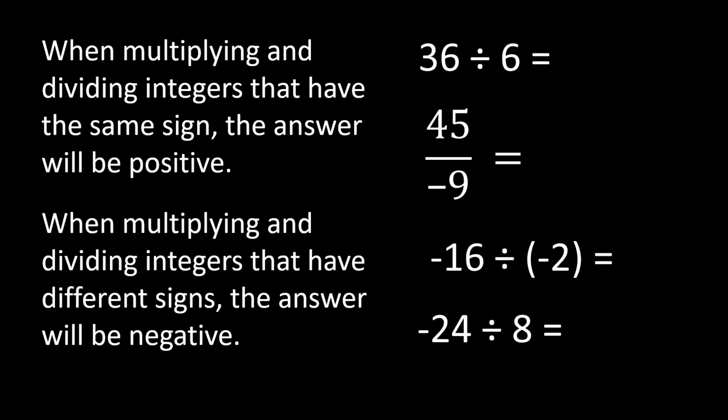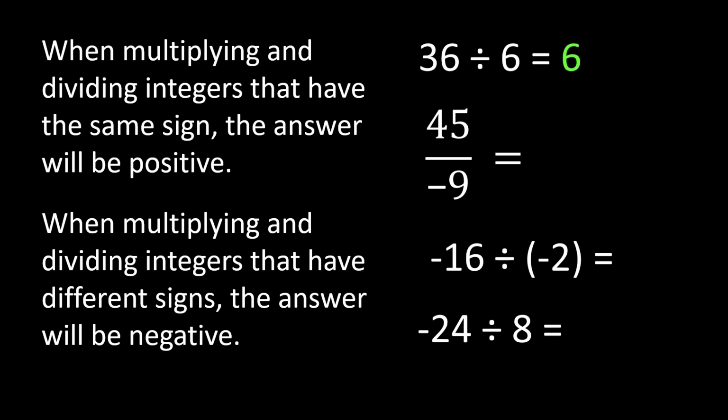The same rules apply to division. Starting at the top, we have 36 divided by 6, a positive divided by a positive, but also the same type of problem you learned how to divide with. This is integers with the same sign, so the answer will be positive. 36 divided by 6 equals 6.